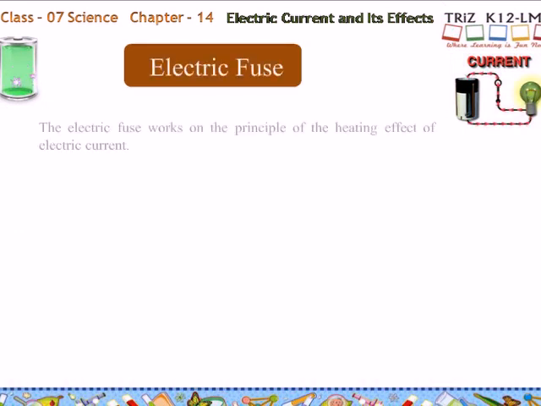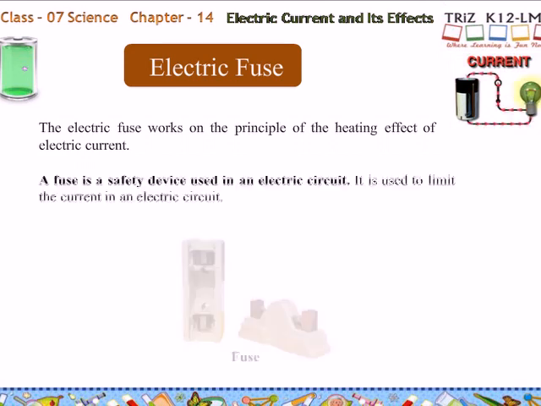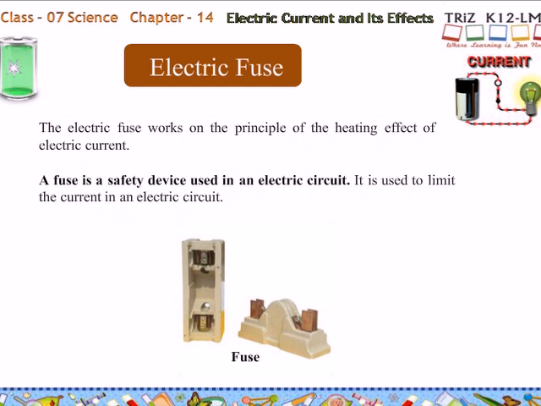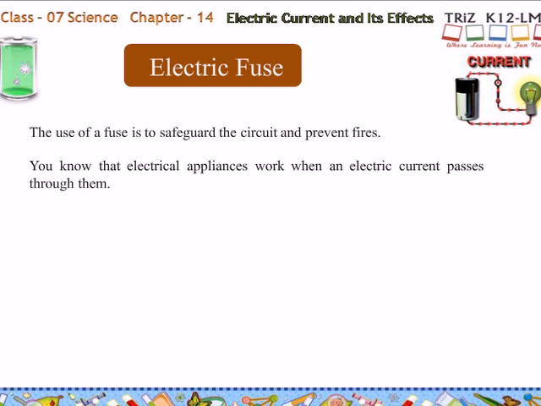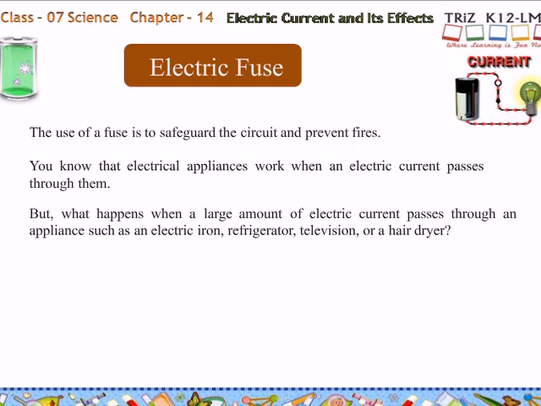Electric fuse. The electric fuse works on the principle of the heating effect of electric current. A fuse is a safety device used in an electric circuit. It is used to limit the current in an electric circuit. The use of a fuse is to safeguard the circuit and prevent fires. You know that electrical appliances work when an electric current passes through them. But what happens when a large amount of electric current passes through an appliance such as an electric iron, refrigerator, television, or a hair dryer?